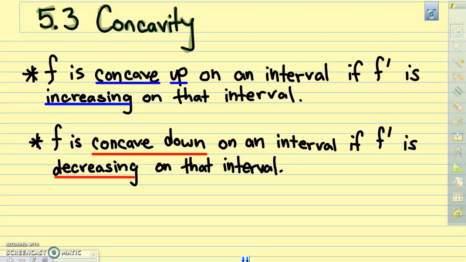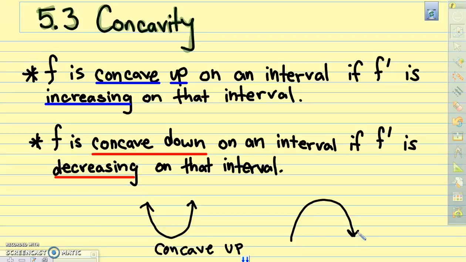5.3, the textbook also discusses concavity. So concavity is when we talk about concave up, concave down. You guys have seen this in your previous math classes. Again, the most basic one is parabolas. This is a parabola that's concave up. And this is a parabola that's concave down.